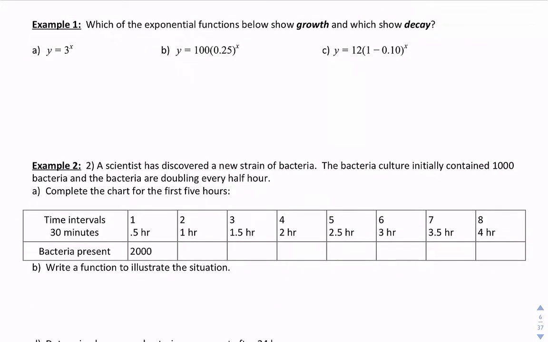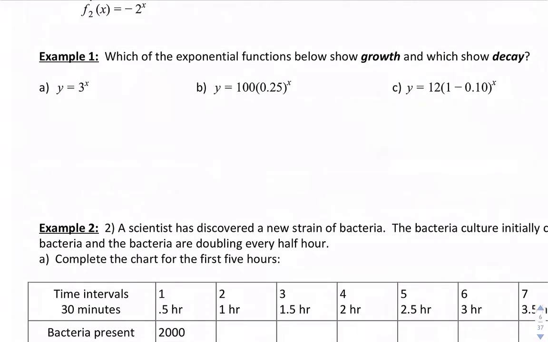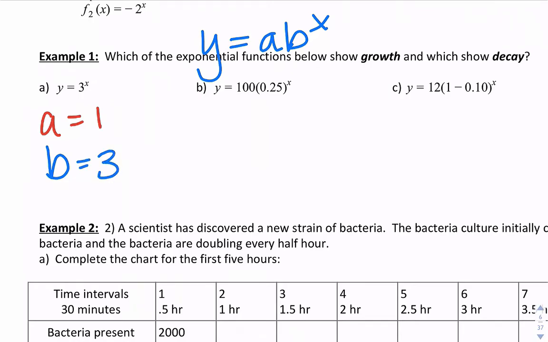Okay. So some examples. Which of the following functions show growth and which show decay? So I'm going to write a few things. I'm going to write the starting value, and then I'm going to write the growth or decay rate b. Remember, they're all in the form y equals a times b to the x. So if b is 3, 3 is bigger than 1, this will be growth.